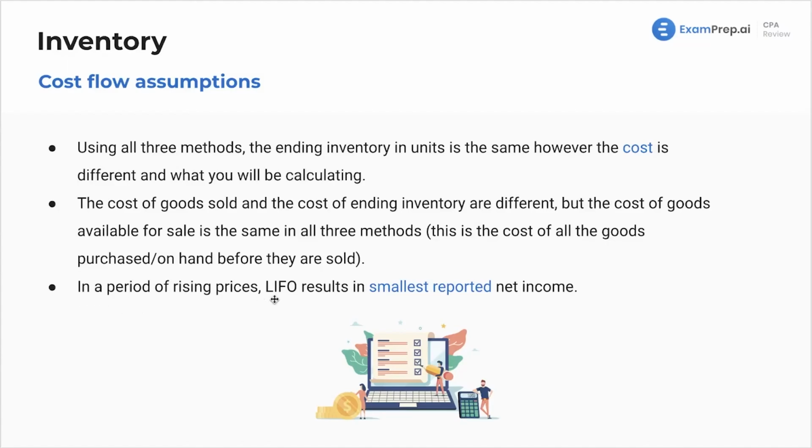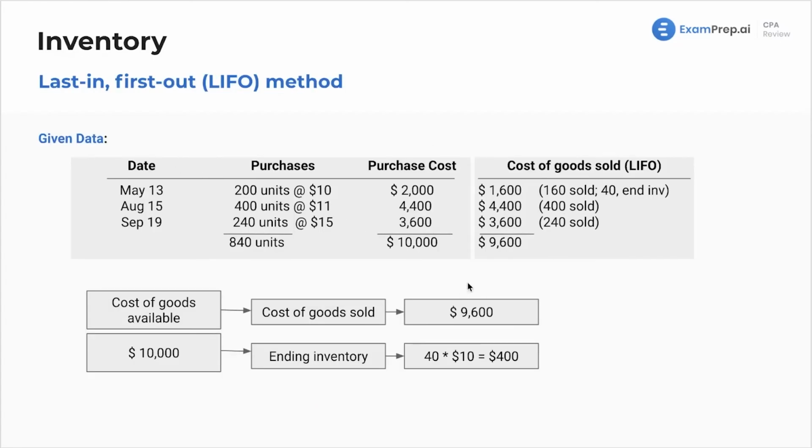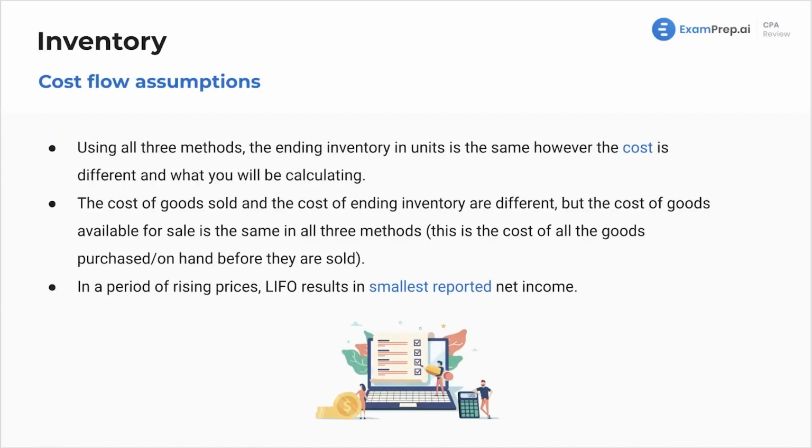In a period of rising prices, LIFO reports the smallest net income. And you can prove that by going through here. LIFO is going to have the smallest net income because it has the highest cost of goods sold, because you're dealing with a period of rising prices and you're taking from the most recent. That's the whole process. I would definitely memorize those, like which methods result in the highest and lowest net income and cost of goods sold in each period of rising and declining prices.